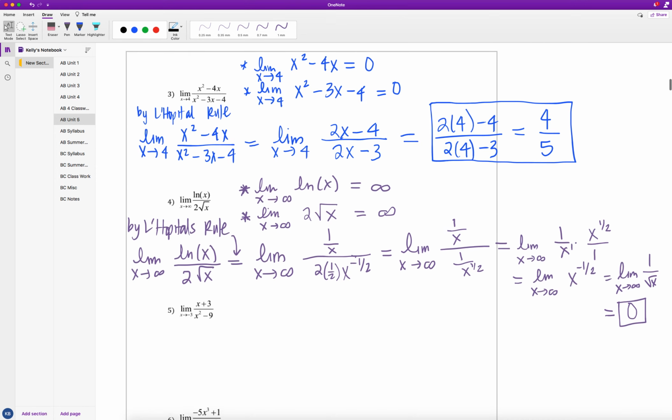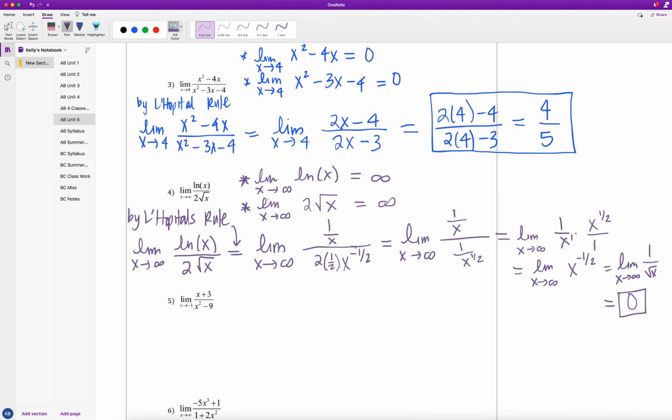Let's look at example 5. Why don't you guys pause the video and do example 5 on your own first, and then we'll check it together. So let's check example 5. I want to see if L'Hopital's rule will work.